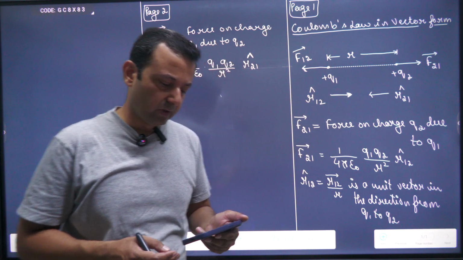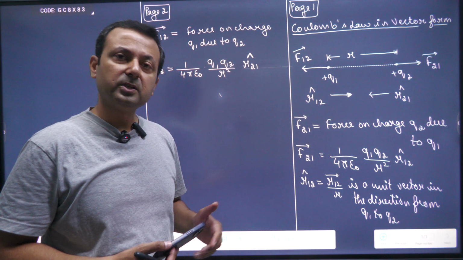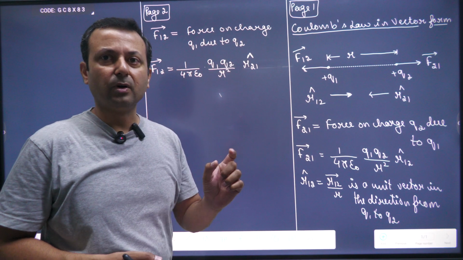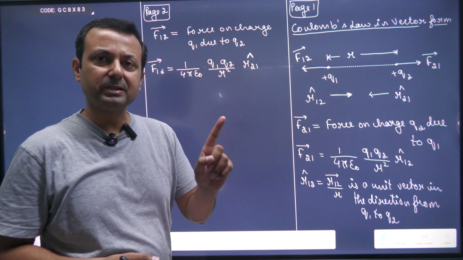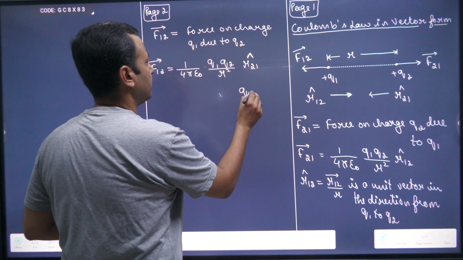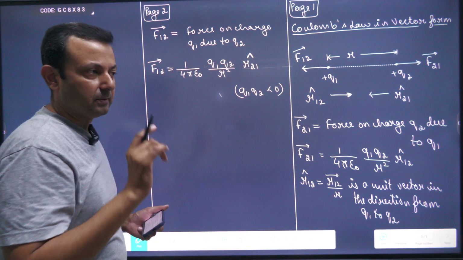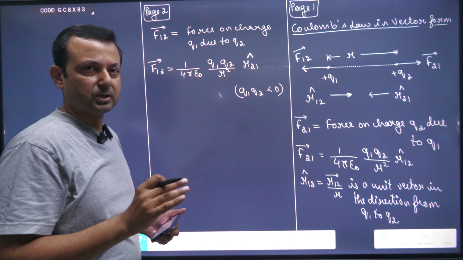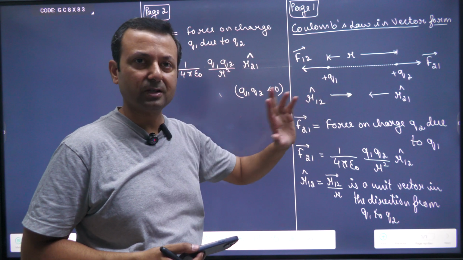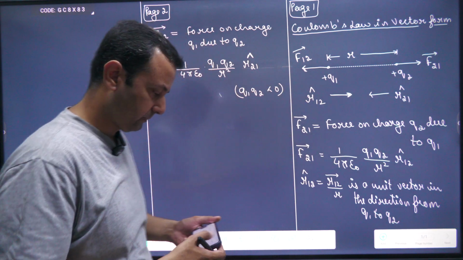The Coulombian force between unlike charges: Q1 Q2 is less than 0. Unlike charges means Q1 is positive and Q2 is negative. If we multiply a positive term and a negative term, what will be the result? Positive multiplied by negative is negative. That's why we have written here Q1 Q2 is less than 0. Here we have seen that both the charges are similar, same charges, positive, positive. But if both the charges are opposite, then what is to be done?